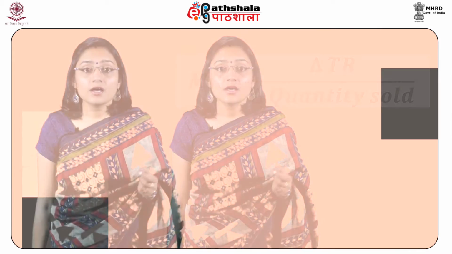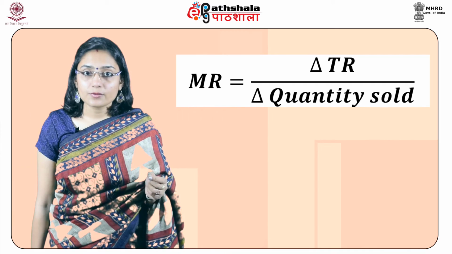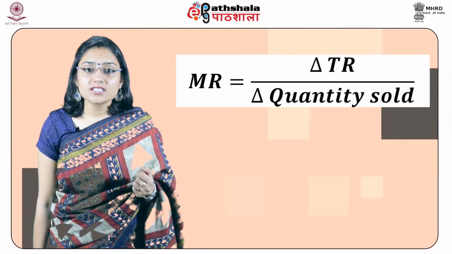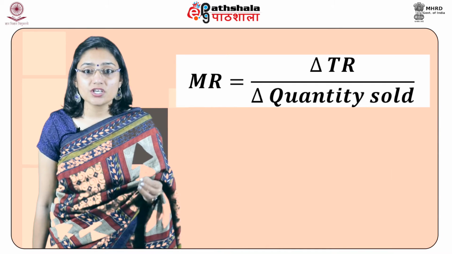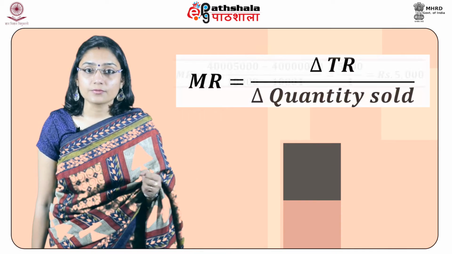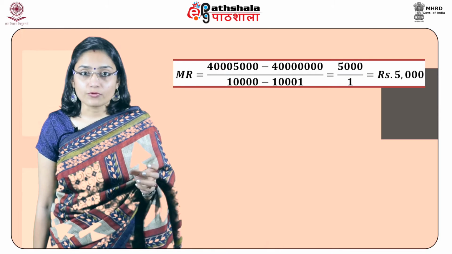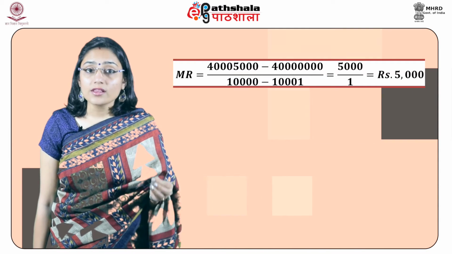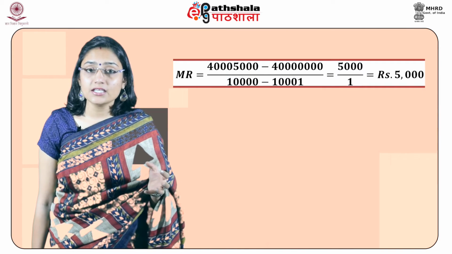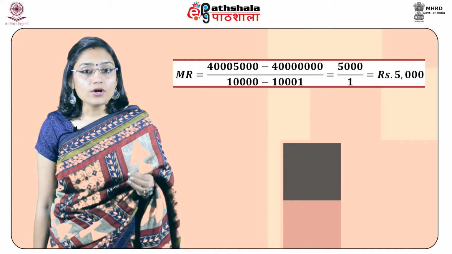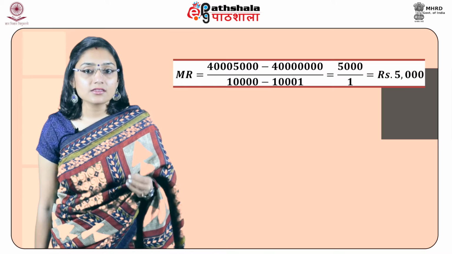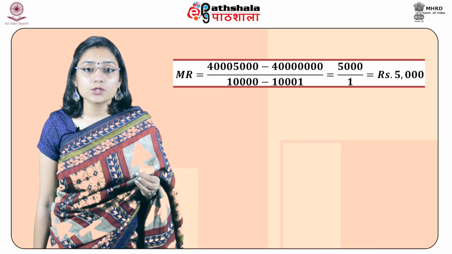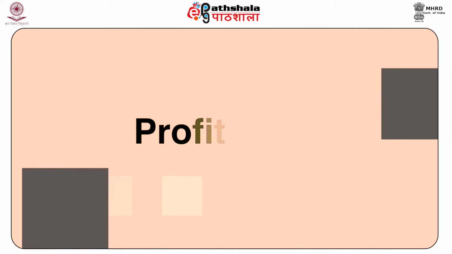Marginal revenue. Marginal revenue is known as the change in the total revenue when a firm tries to sell one more unit of its output in the market. MR equals change in TR divided by change in quantity sold. The above formula suggests that marginal revenue is calculated by dividing the change in the total revenue by the change in the quantity sold by the firm. For example, ABC Limited Company makes cell phones. Its total revenue is Rs 4 crore when it sells 10,000 units and 4,05,000 when it sells 10,001 units. The marginal revenue of the firm ABC Limited Company is MR equals 4,05,000 minus 4 crore divided by 10,000 minus 10,001, which gives us 5,000 divided by 1, which equals Rs 5,000.